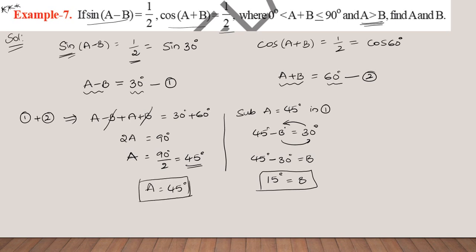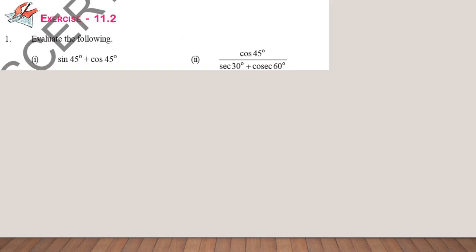And one more thing, just observe here, A is greater than B, no? So clearly A is greater than B, right? Next, moving on to the first question of exercise 11.2. Now see question number 1.